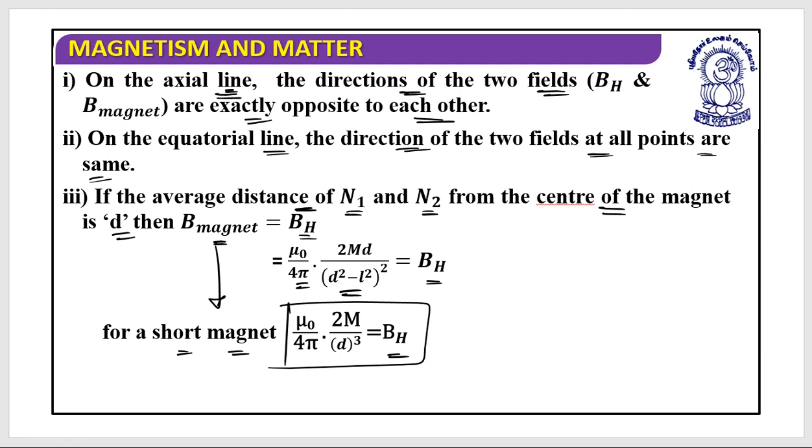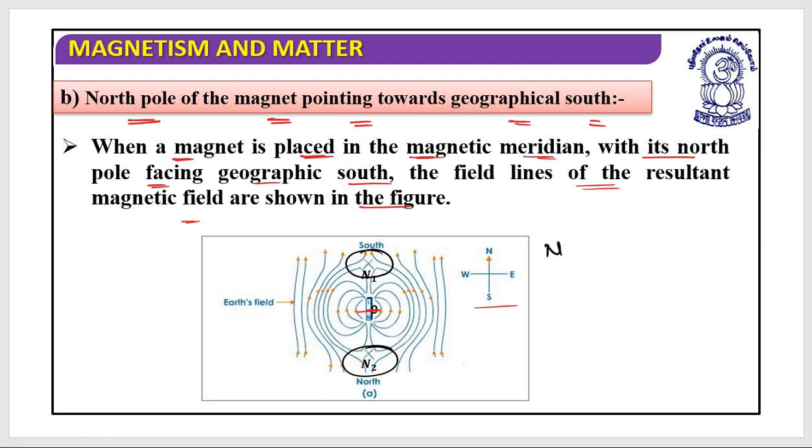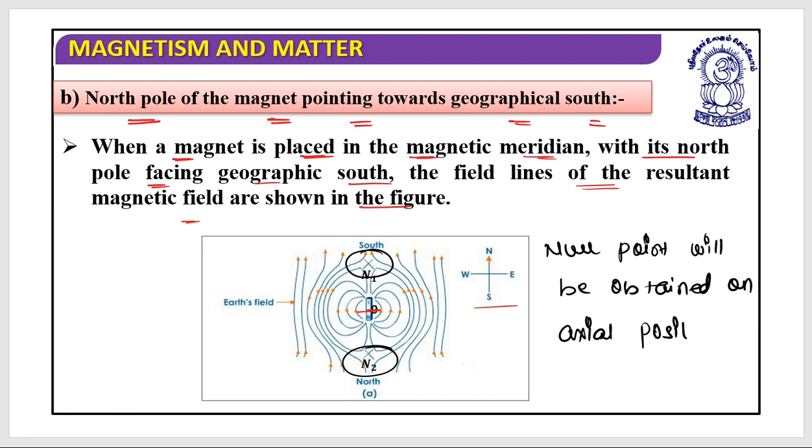Have you got this? Are you sure? So in this situation, the null point will be obtained on axial positions. I hope this is clear. In this situation, the null point will be available at the axial position.